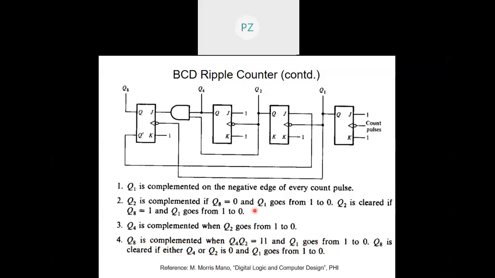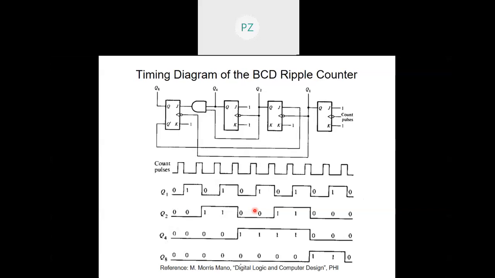Let us see these points in the next clock pulse. This is the timing diagram of the BCD ripple counter, right? As we said, for Q1, it toggles at every trailing edge of the count pulse. These are the count pulses. So you see, if it was 0 here, it will go 1 on this trailing edge. Again, it will go 0 on the next trailing edge. It will go back to 1 on the next trailing edge. Back to 0 on the next trailing edge. So 0, 1, 0, 1 on every trailing edge of the clock pulse, right?